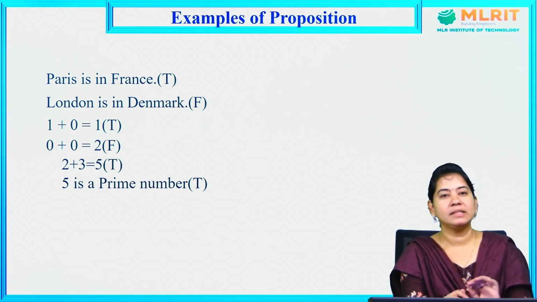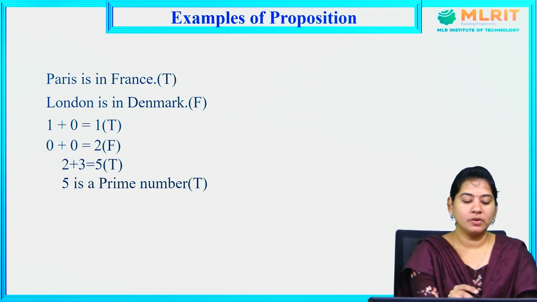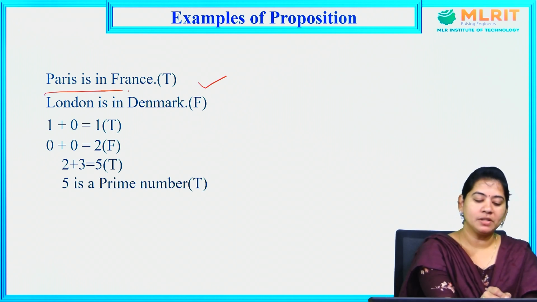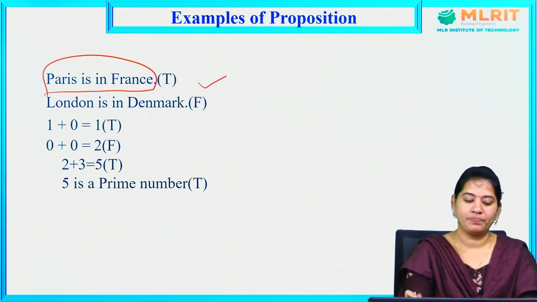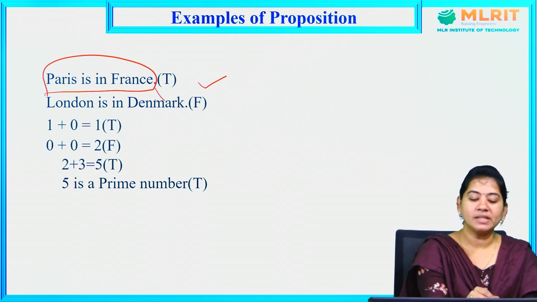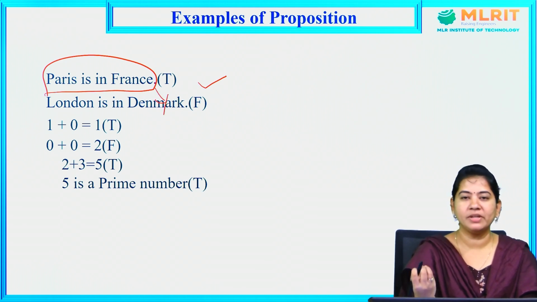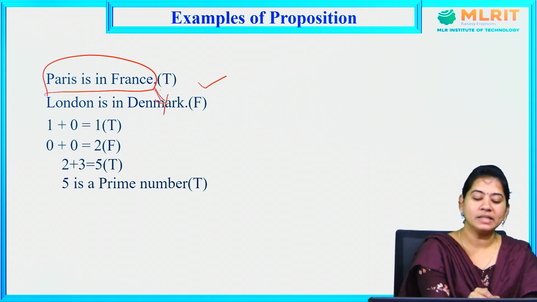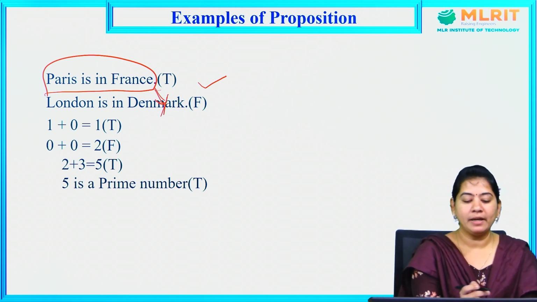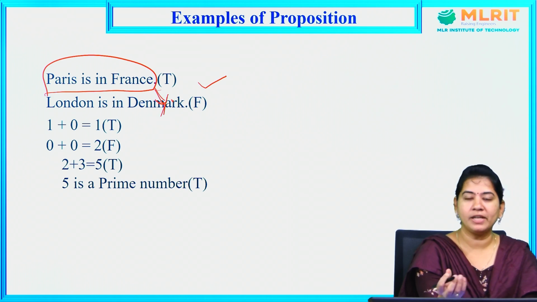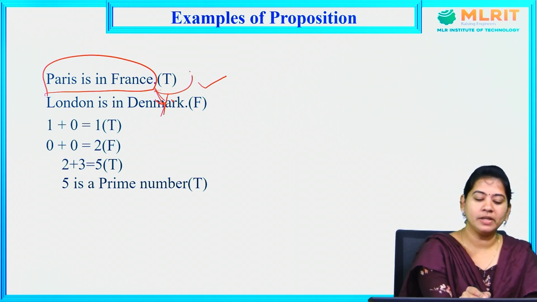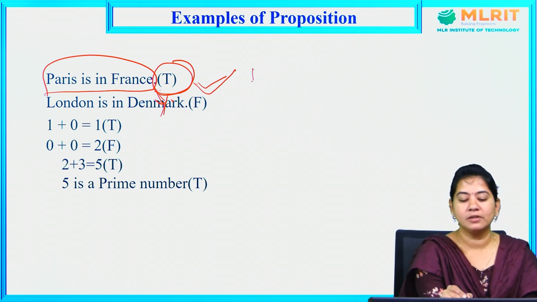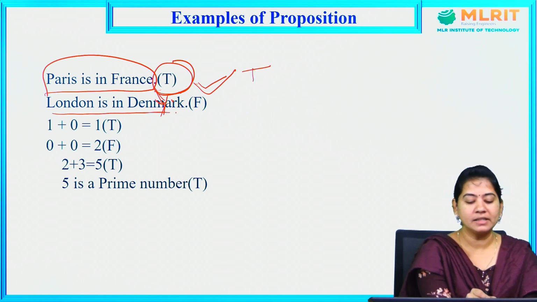So, let us see some examples of propositions. Here, the first example is Paris is in France. If you observe, this is a statement first. Why? Because this is giving some information, whether it is valid or not valid doesn't matter here. It is giving information first of all. And now, this information has a truth value. Paris is in France. Yes, it is in France, so it is true.